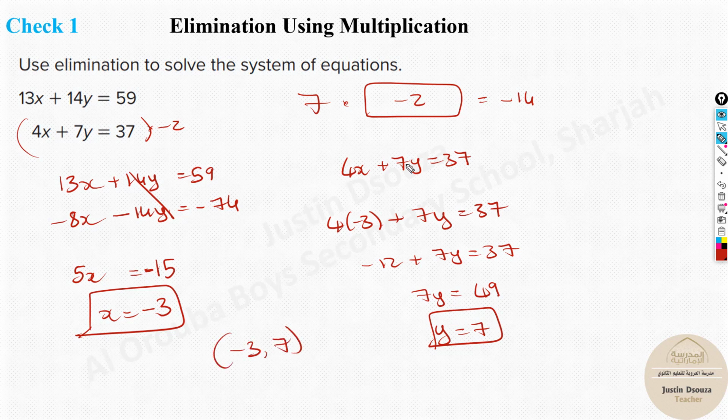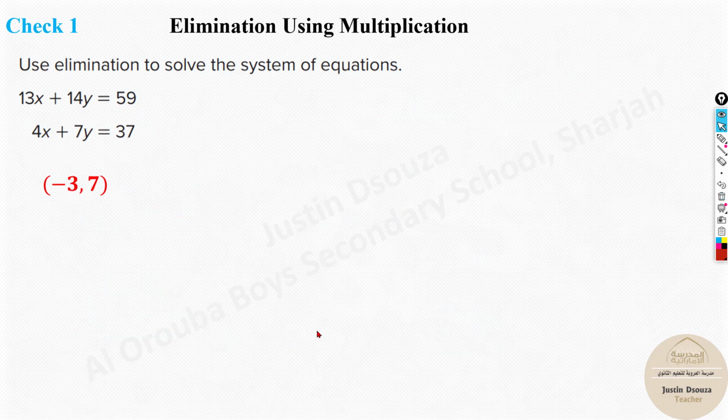You can even directly get it in the calculator, because you're allowed to use scientific calculators. Yes, you can. But let's do the method and try to solve it so you will understand it thoroughly. So the answer must be minus 3 and 7.